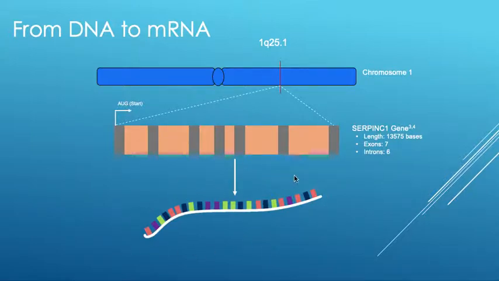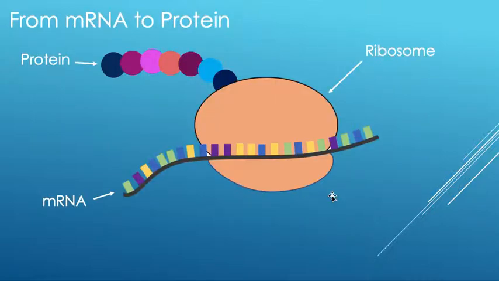make the antithrombin protein. The next step is for the mRNA to be converted into a protein, and this is done by another special protein known as the ribosome. The ribosome is like the worker of the cell. It reads this mRNA instruction manual and produces the antithrombin protein out of it.